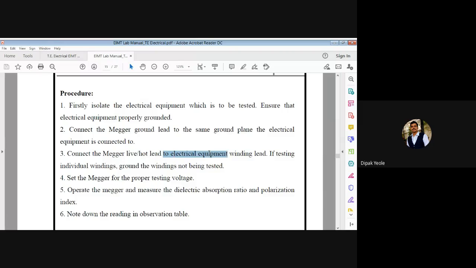Okay. Two electrical equipment, winding lead. If testing individual windings, ground the windings not being tested.